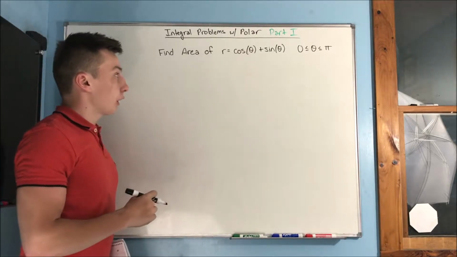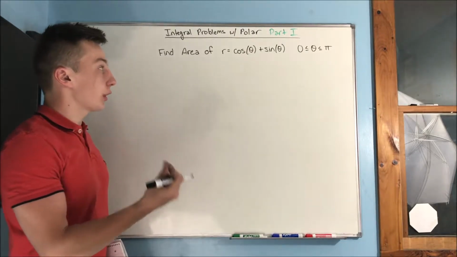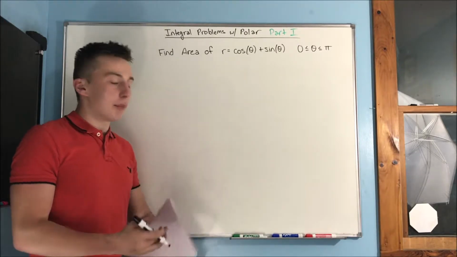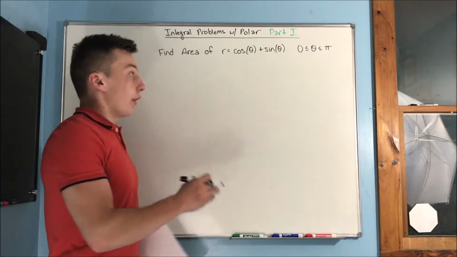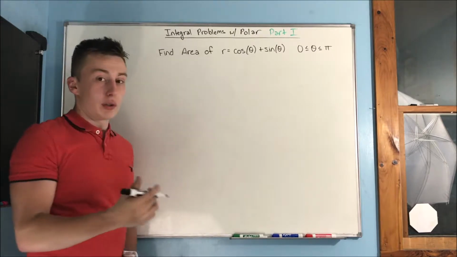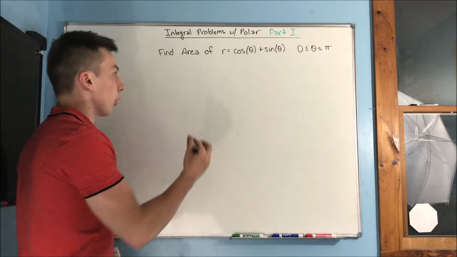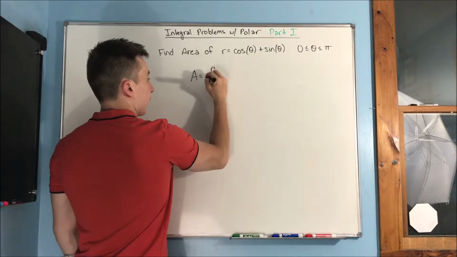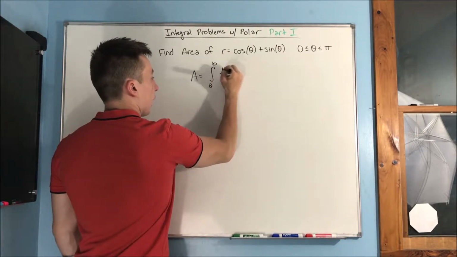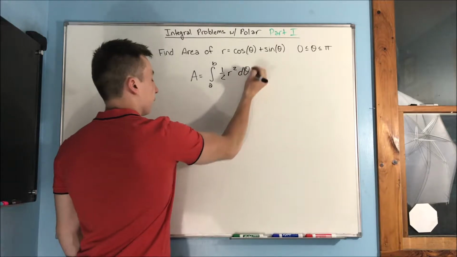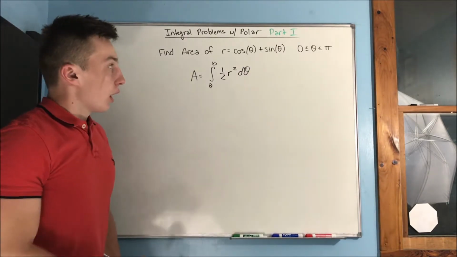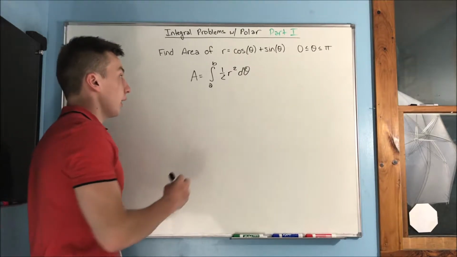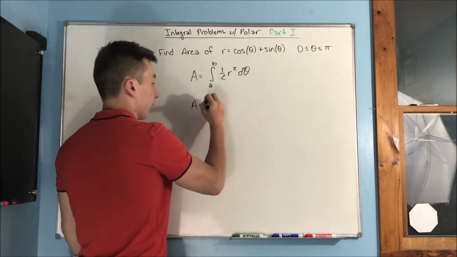Our first problem here: find the area of r equals cosine theta plus sine theta from 0 to pi. This problem is just meant to get you comfortable with integrating in polar. So we know our equation: area equals the integral from a to b of 1/2 r squared d theta. We're already given an interval, from 0 to pi, so we already have that part down.